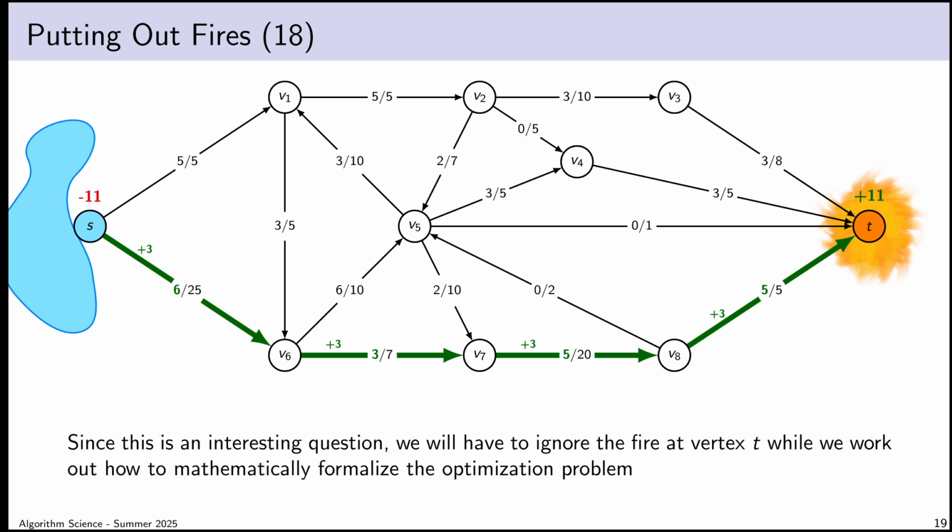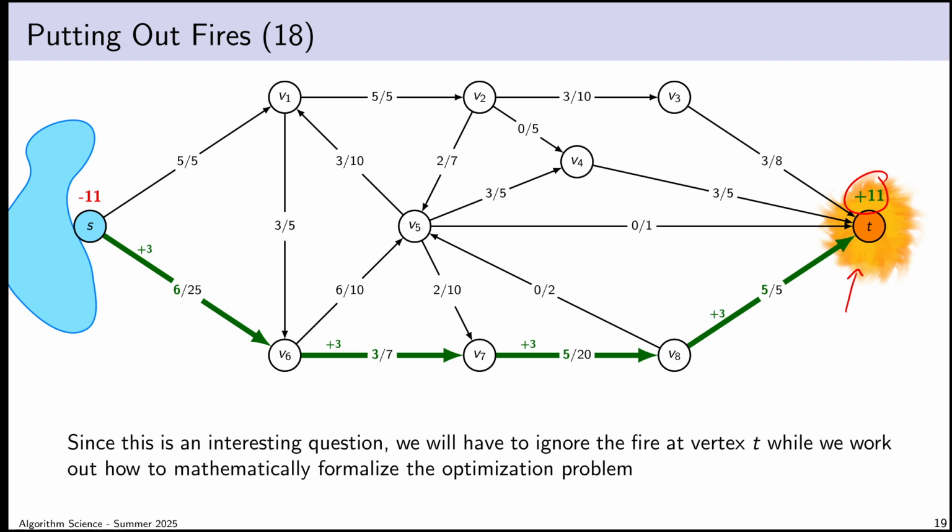So let's just ignore the fire for now. We'll sort that out in a minute, but let's work on formalizing this problem so that when we go to put the fire out, we are sending as much water as possible to vertex T. I don't want to end up sending a suboptimal amount, then having to wait like 10 hours for the fire to go out. That doesn't make any sense mathematically.